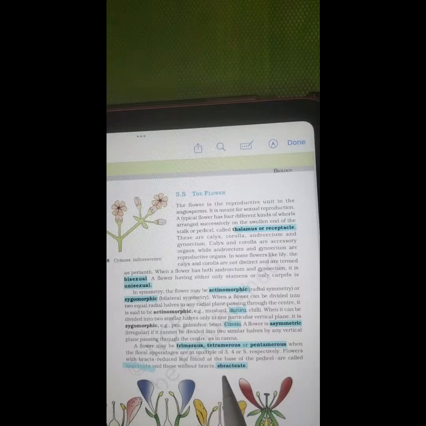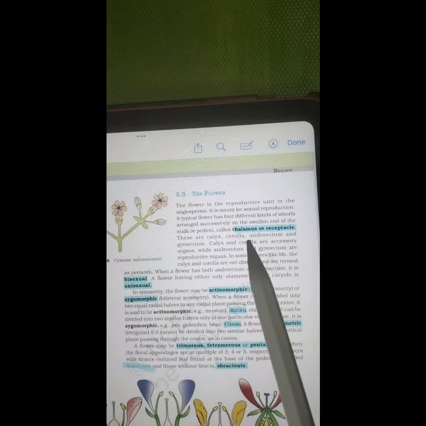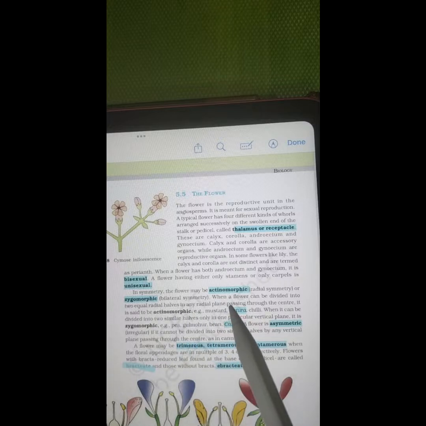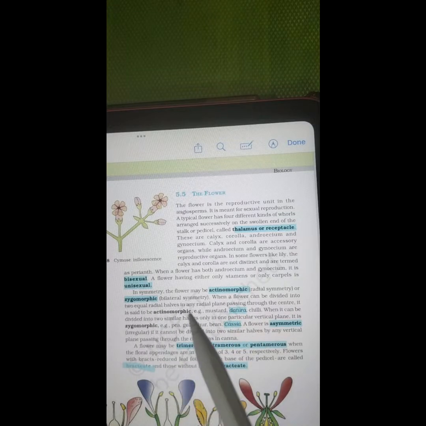Bracts are the structures that are present just on the outer side of the calyx. So if the flower has bract, then it will be known as bracteate. In case the bracts are missing, the flower will be known as ebracteate. Okay, so on this page, you have read the terms thalamus, receptacle, bisexual, unisexual, actinomorphic, zygomorphic, trimerous, tetramerous, pentamerous, asymmetric, datura, cassia, ebracteate.